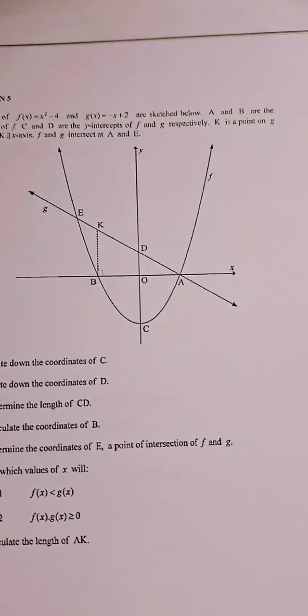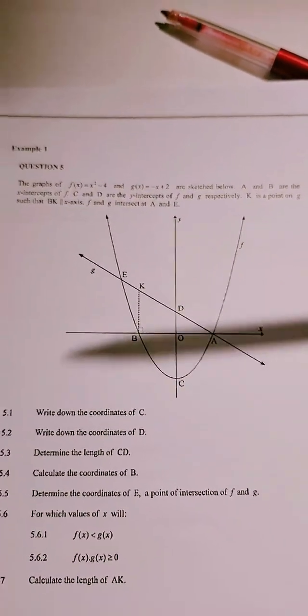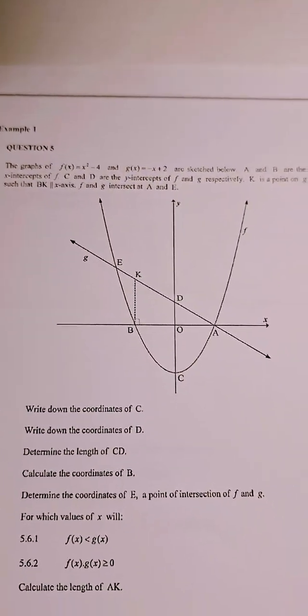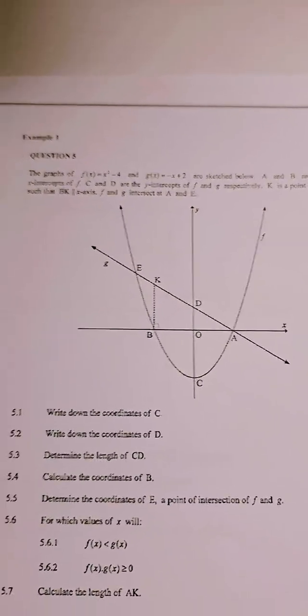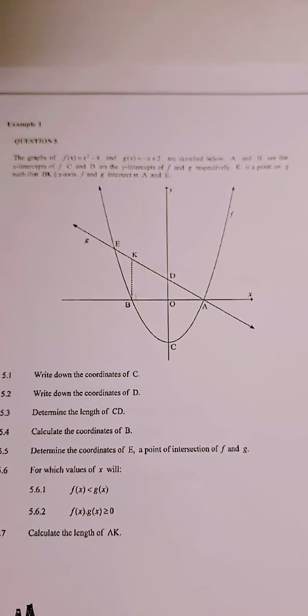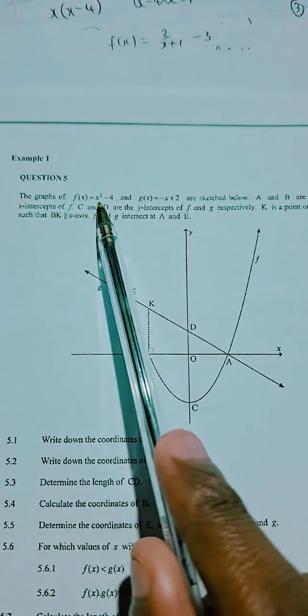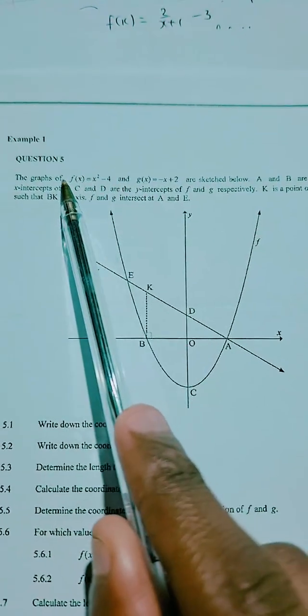I want to do one exam type question here. Because of the absolute amazing love that I have. This here, for any grade 10 learner that is watching, this is a grade 10 question. Why do we know that this is a grade 10 question? Look, the graphs of f of x is equal to x squared minus 4.